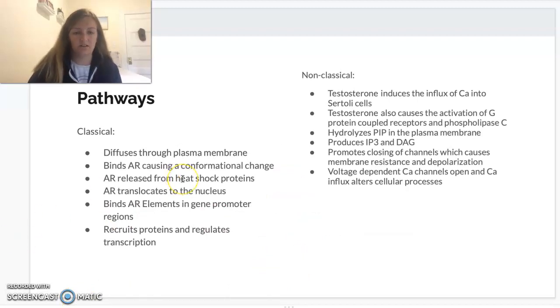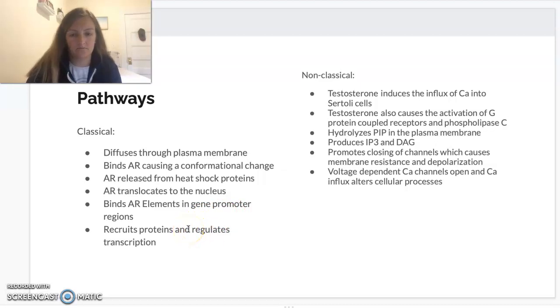So we'll talk about the pathways of testosterone. There's a few different pathways. There's the classical and then a few different non-classical pathways. First, with the classical pathway, testosterone will diffuse through the plasma membrane. It'll bind the androgen receptor, causing a conformational change. The androgen receptor is then released from heat shock protein, so it's released for movement. The androgen receptor will then translocate to the nucleus. It'll bind the androgen response elements in the gene promoter regions, and then it will recruit proteins to help regulate transcription, and then therefore the production of further proteins.